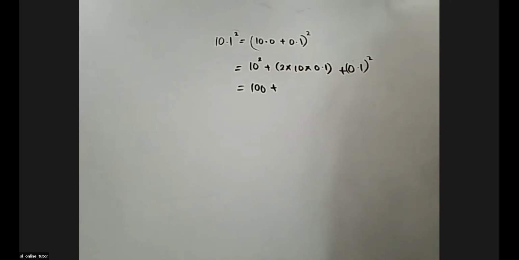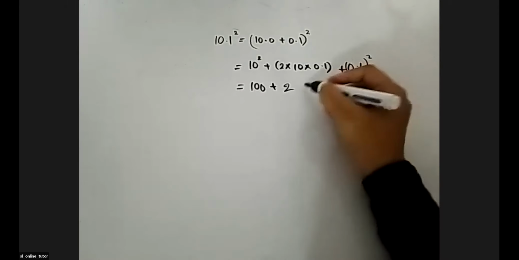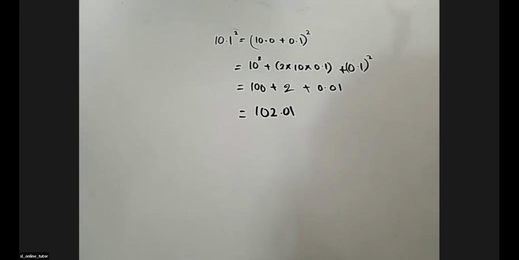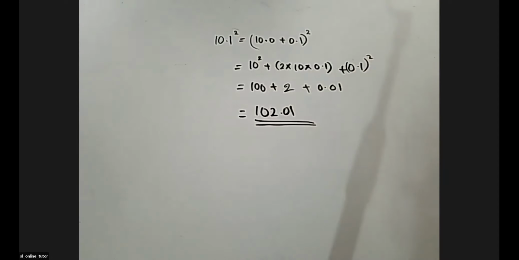Is this correct? We'll see. 100 comes here. 2 into 10 into 0.1. What is it now? 10 and 0.1 get cancelled and you get how much? 1 you get. So 2 into 1 is 2. So 0.1 into 0.1 should be 0.01. So when you add 0.01 with 102, you have to get how much? 102.01. So is that the actual answer when you multiply 10.1 into 10.1? Yes, this is the actual answer. Is there anybody who did this one in a different method? No one? Any other method to get this answer?